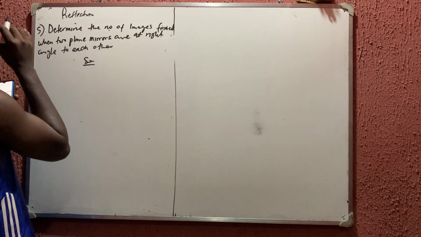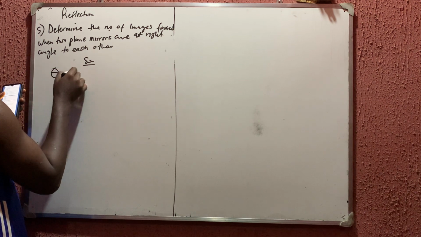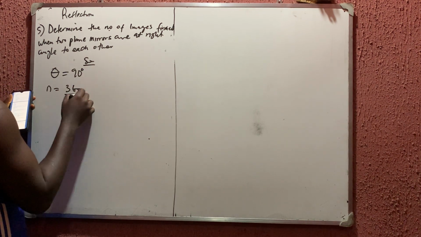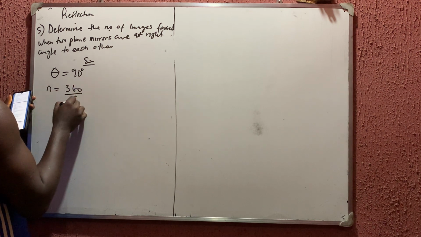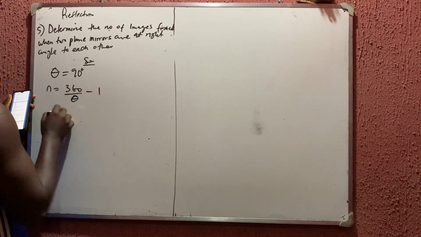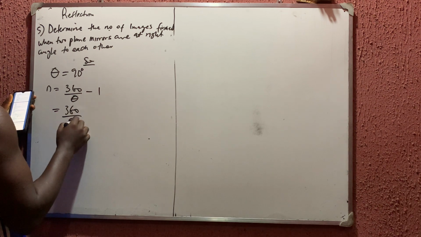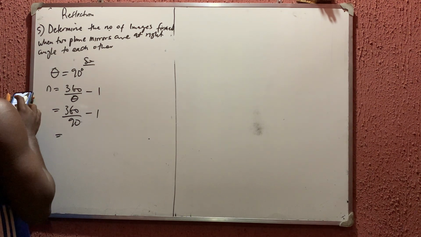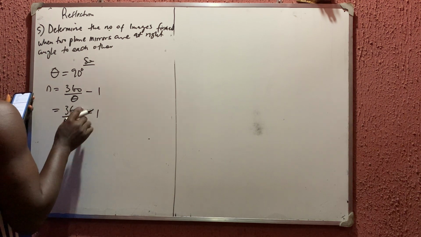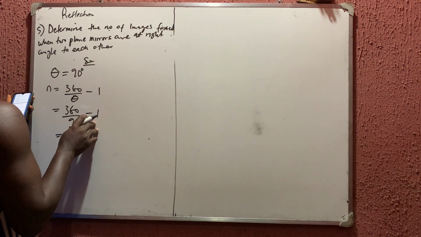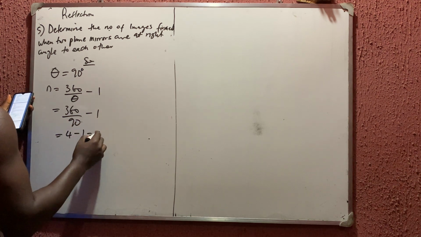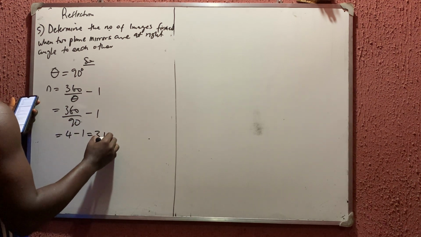Okay, solution. Don't forget that right angle means 90 degrees. So my theta here is 90 degrees. So my n is simply 360 divided by your theta, then minus 1. Which is 360 divided by 90 minus 1. So I'm going to have 360 divided by 90 gives you 4. 4 minus 1, which is 3 images.